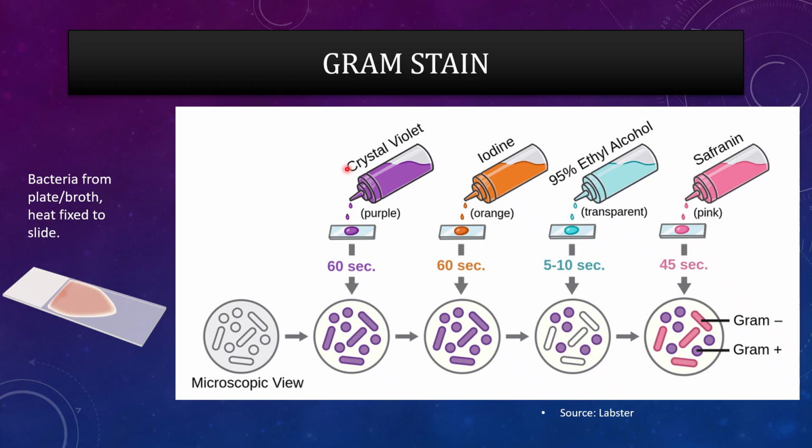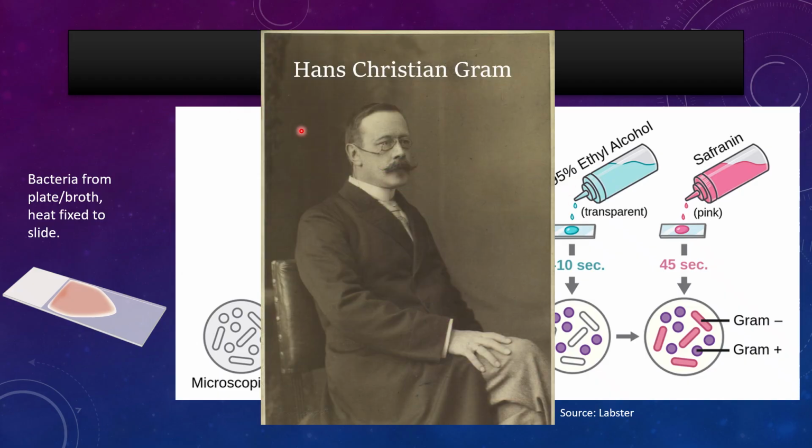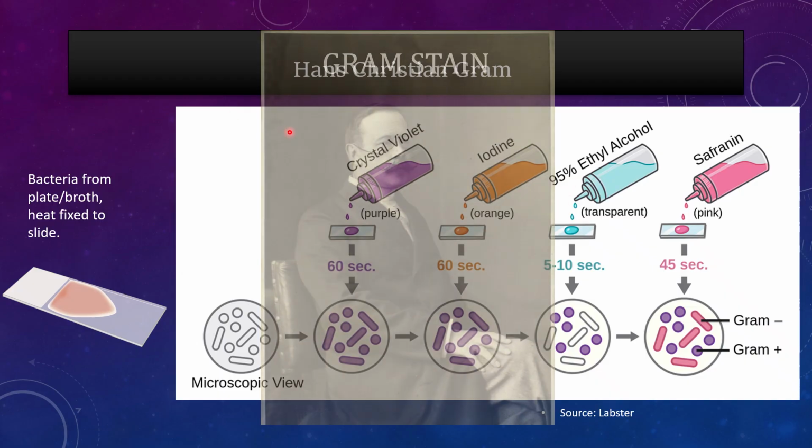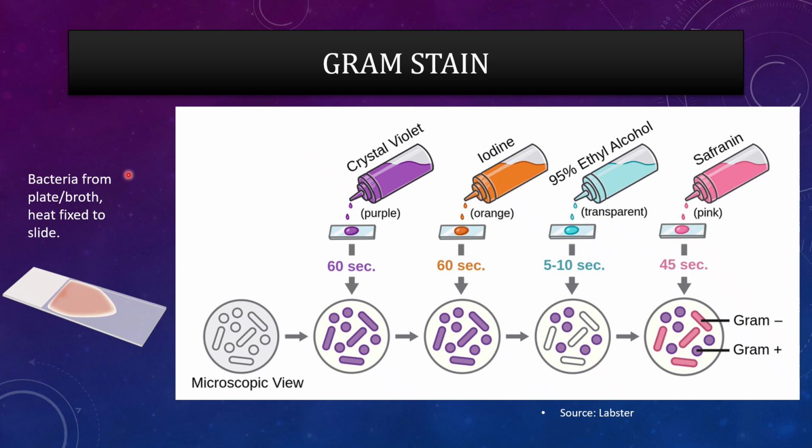A fun fact about gram staining is that it was discovered by a Danish bacteriologist, Hans Christian Gram. To start our gram stain, we're gonna need bacteria from either a plate or a broth that is heat fixed to a slide.